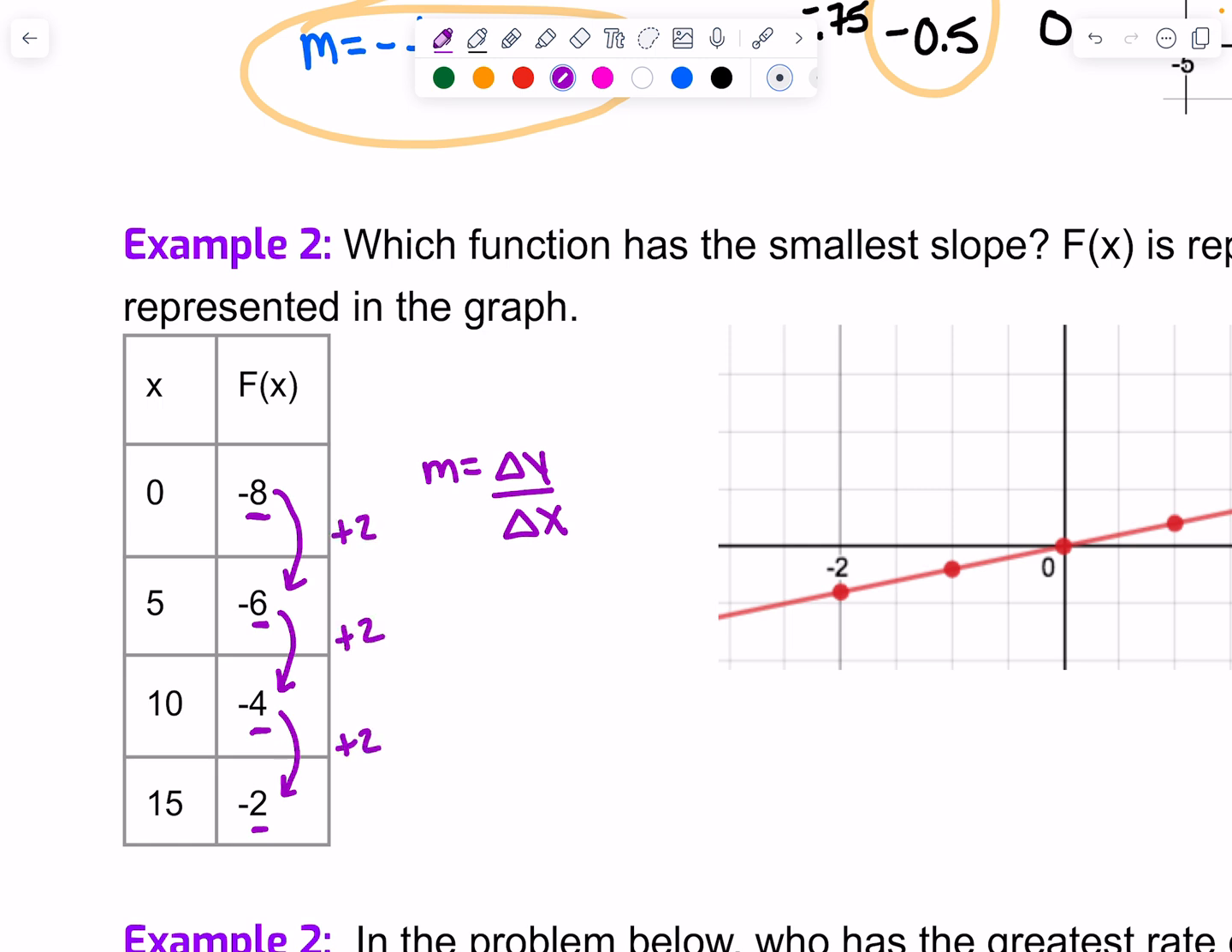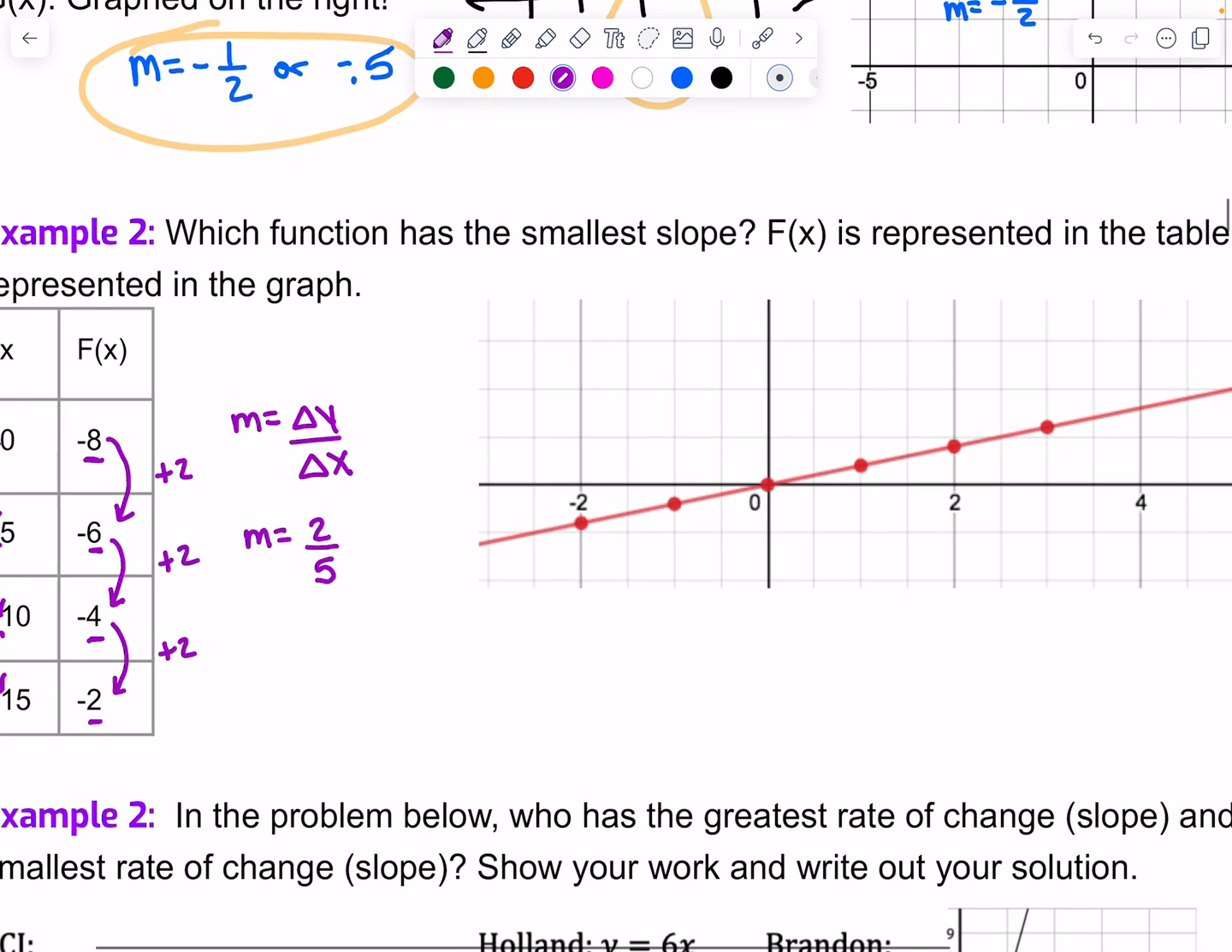That's what's happening to the y. Now look at the x values. Let's put m = change in y, which is positive 2, over the change in x. So 0 to 5, 5 to 10, and 10 to 15. Each time on the x values, they're adding 5. So let's put 5 for the change in x. So this slope would be 2/5. Now let's compare that to the one on the graph.